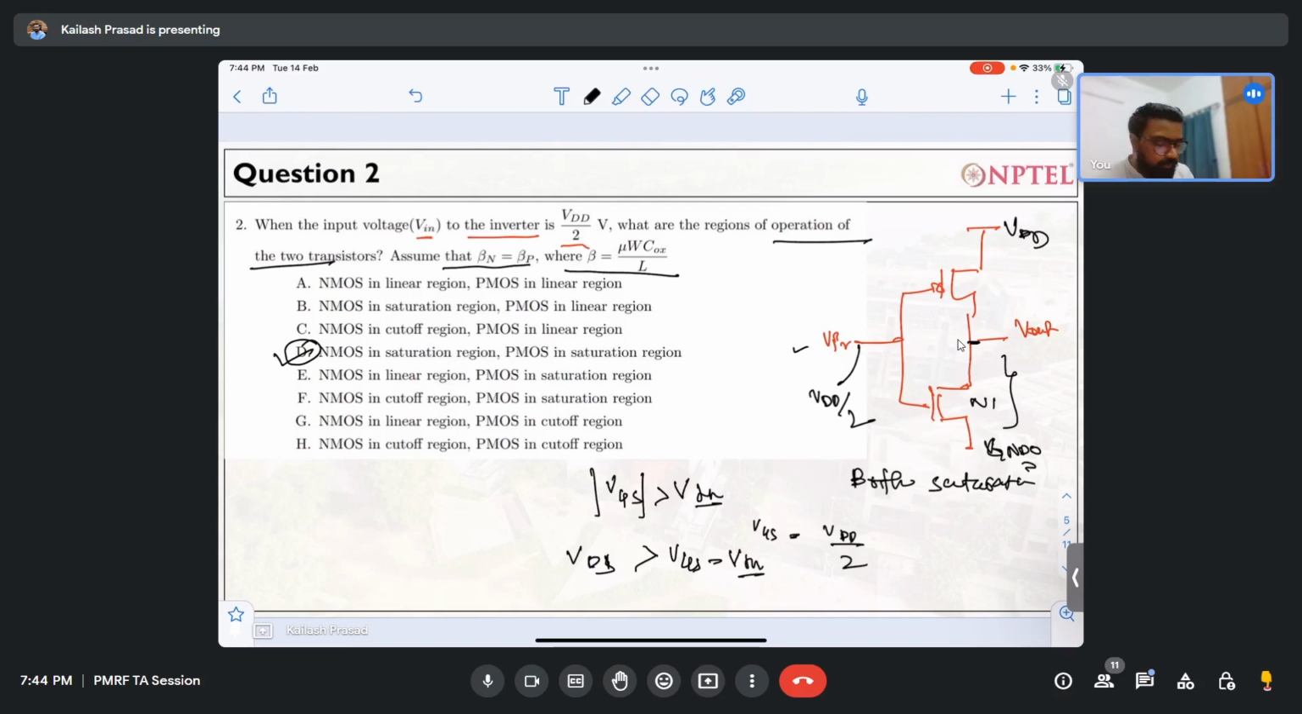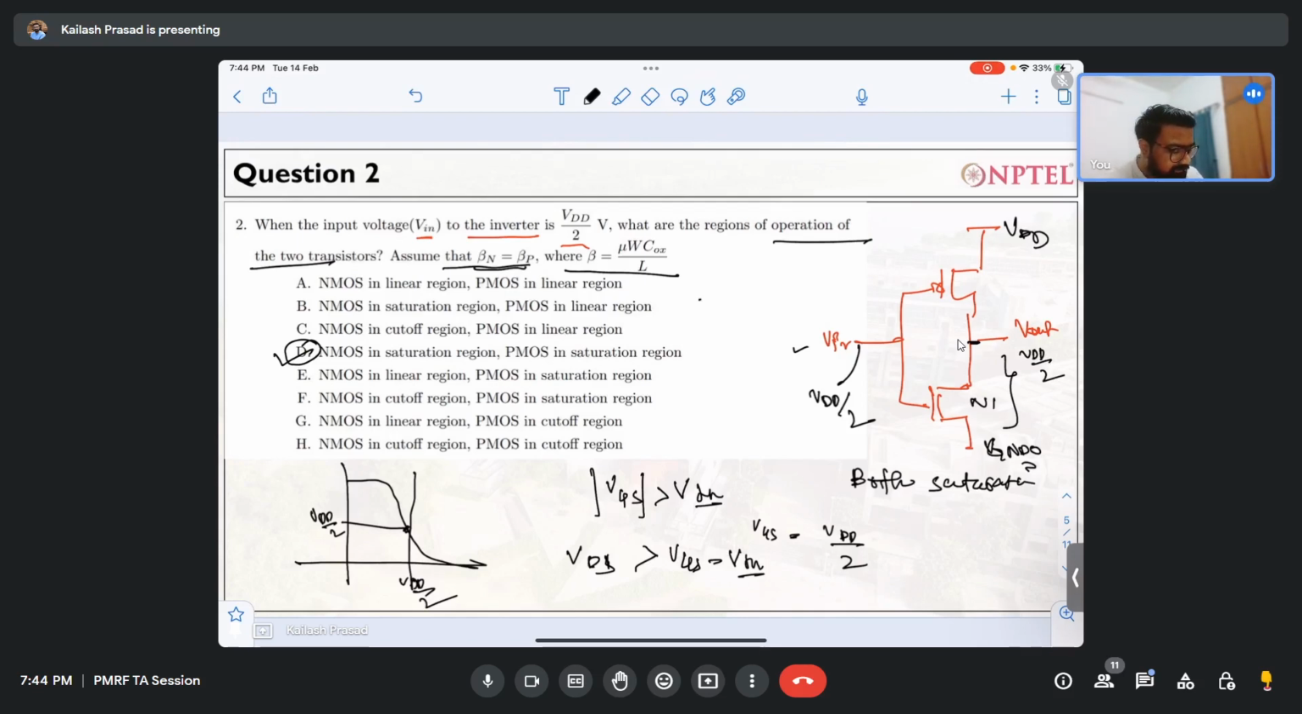See, the question has given that beta n is equal to beta p. So if I plot this transfer characteristic, if beta n is equal to beta p, this node, the output, will be VDD by 2 when the input is VDD by 2. So that's how you should understand. The output node here is VDD by 2. This is the real life characteristic, not the ideal characteristic.